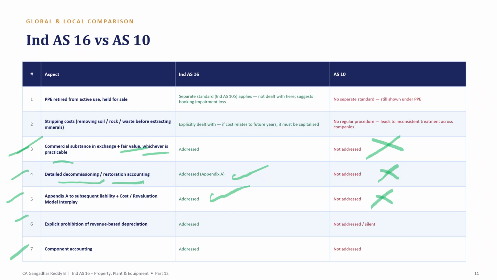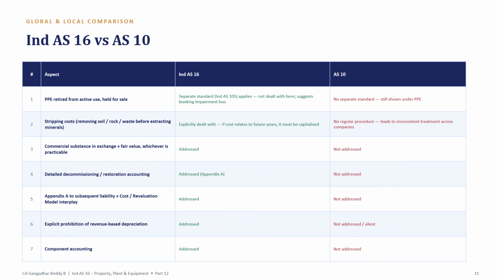In AS 10 it is not addressed. And then the provision on revenue-based depreciation is clearly addressed: you should not use the depreciation method based on revenue. But here they didn't address that point, or they keep silent on it. Component accounting is addressed in Ind AS, but not addressed in AS 10. So these are the main changes. There are several changes also.